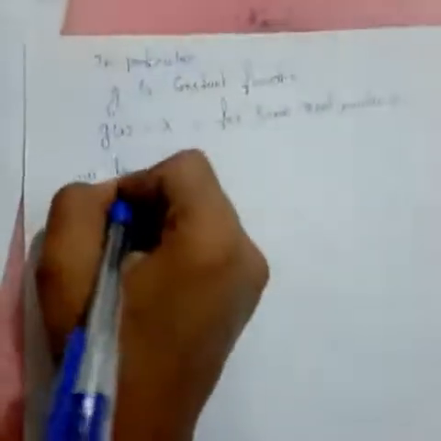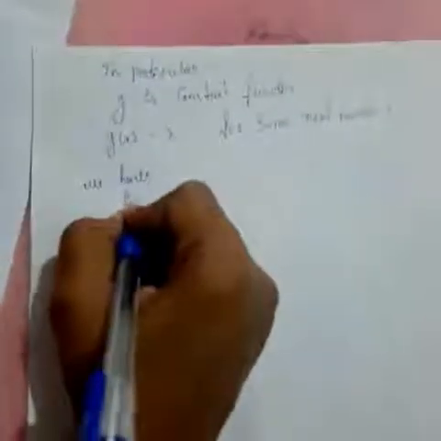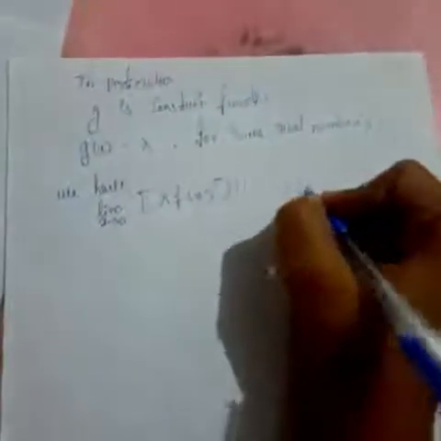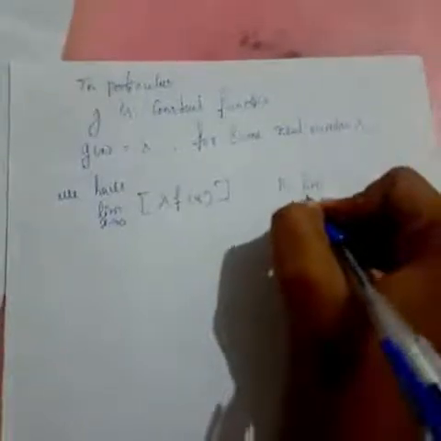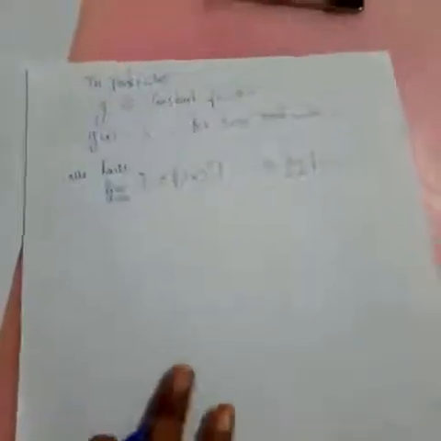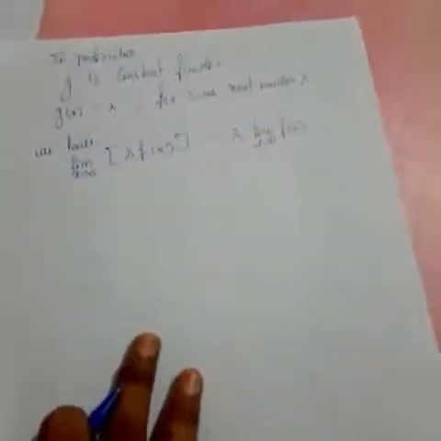So for some real number lambda, limit x tending to a of lambda f of x is lambda times the limit x tends to a of f of x, where the constant comes outside the limit. This is the algebra of limits.